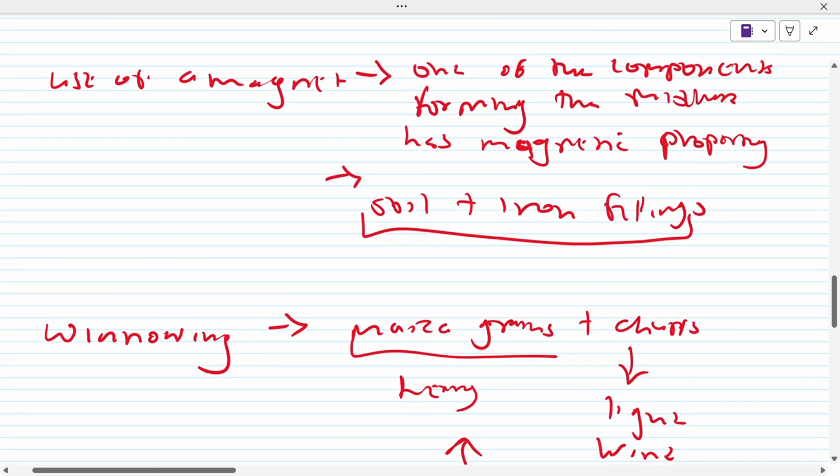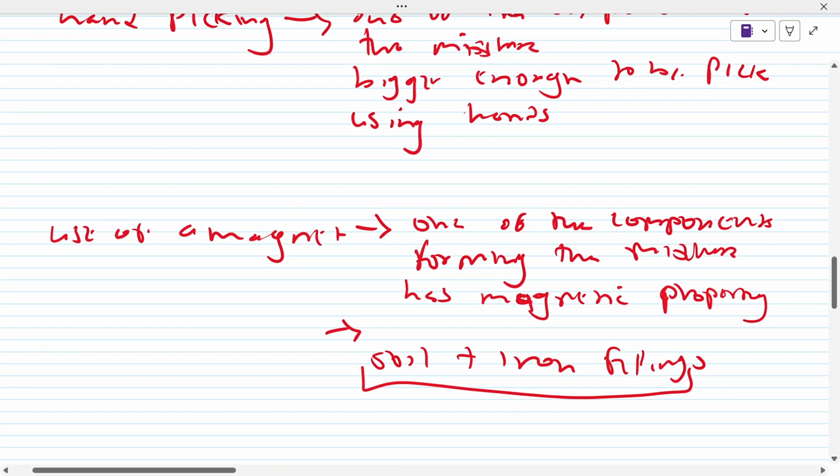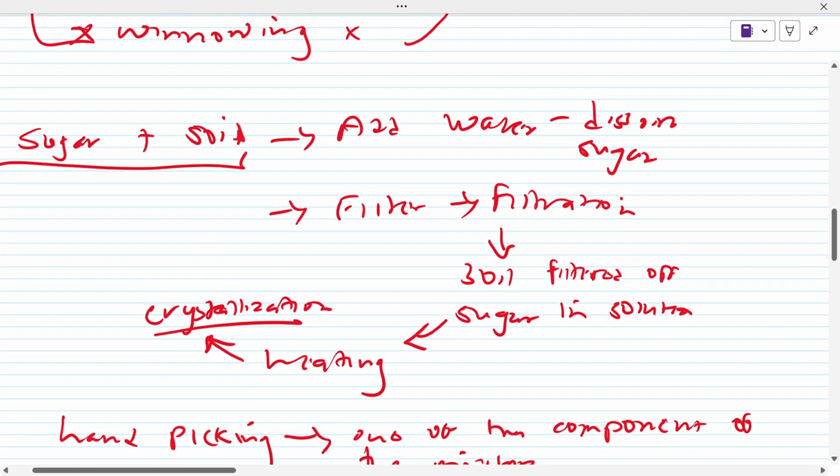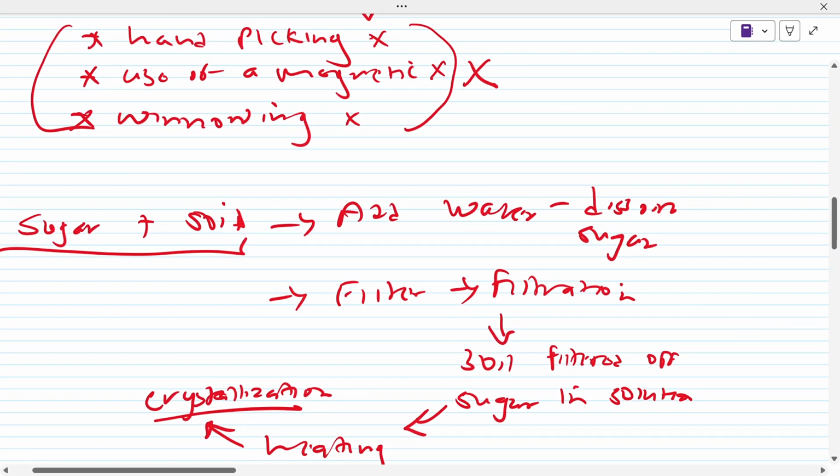So these are the examples of techniques that we can use. I brought in the example of sugar and soil because however much it is a solid and solid mixture, it doesn't apply the concept of hand picking, use of a magnet, sieving, and also winnowing. But you can use a different technique to help us separate them.